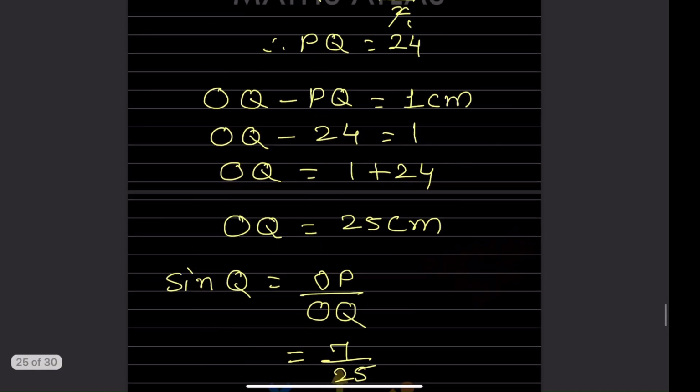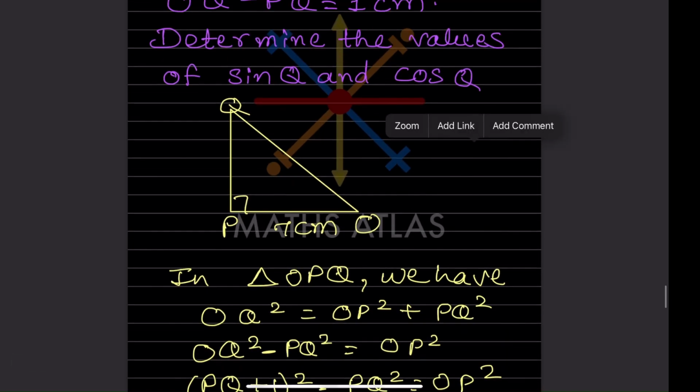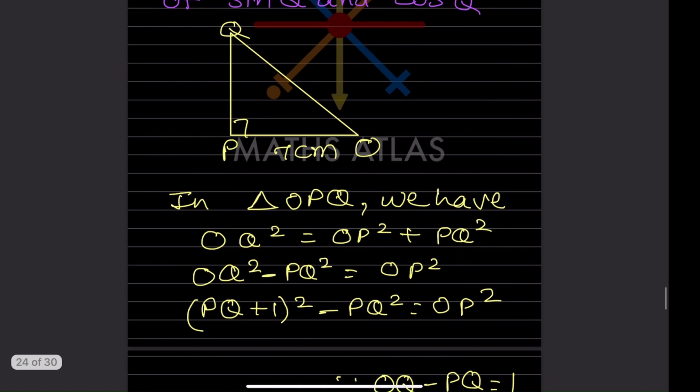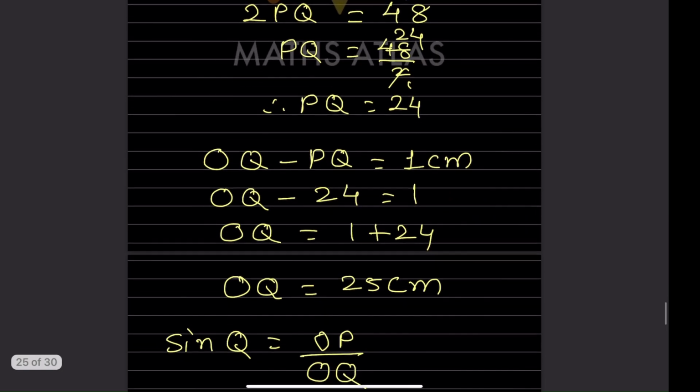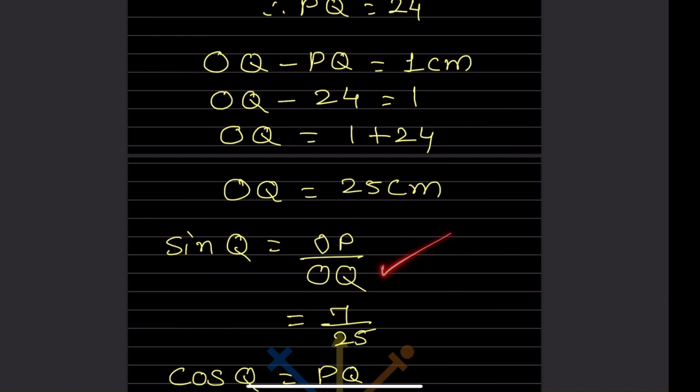So what is the opposite over here? That is OP. Because we want sin Q, you are going to consider this angle. The opposite is going to be this side. See here, because they have asked for sin Q, this is the angle. The opposite is going to be this one, and the hypotenuse is not going to change, because the hypotenuse is always the side opposite to the 90 degree. So that will be OP by OQ. Now we got OP as 7, and you got OQ as 25. So you will write it 7 by 25.